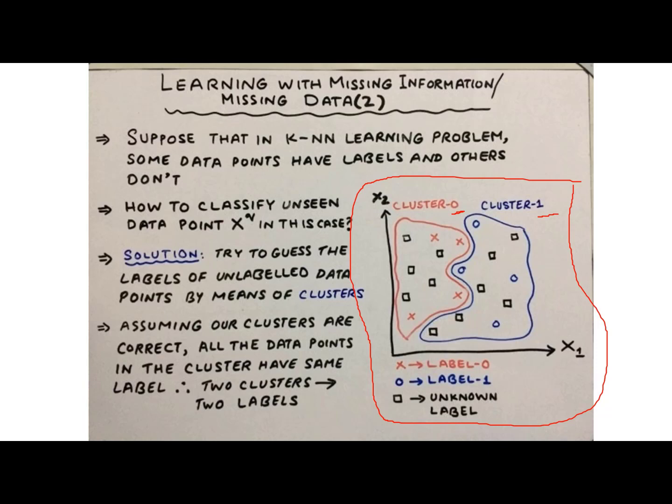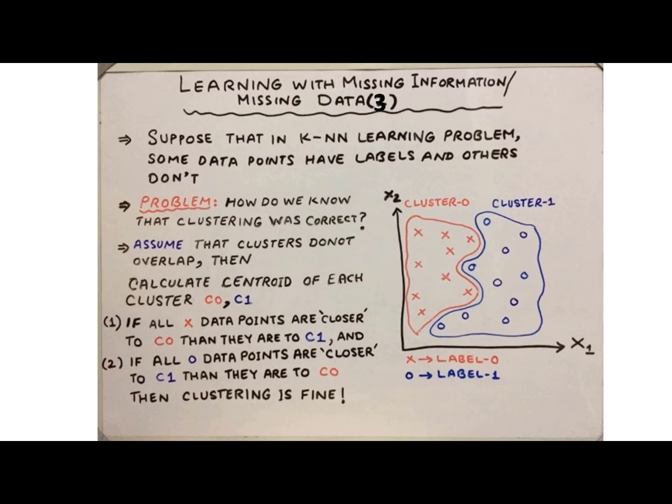So as a first step, we're going to label these unknown labeled data points, shown as squares inside the red cluster, and we're going to replace them with crosses. So replace all these boxes inside the red cluster with crosses, and we're going to replace the squares inside cluster 1 with circles, and as a result we are going to get the clustering that is shown here.